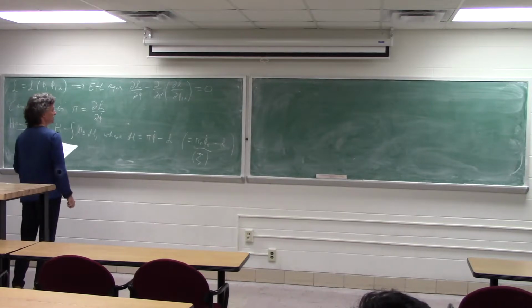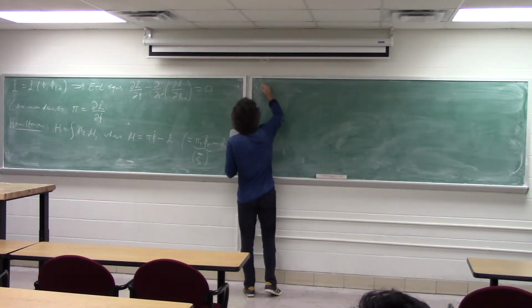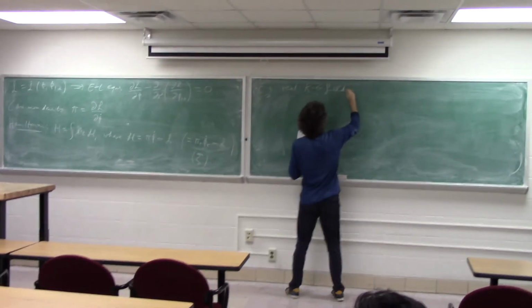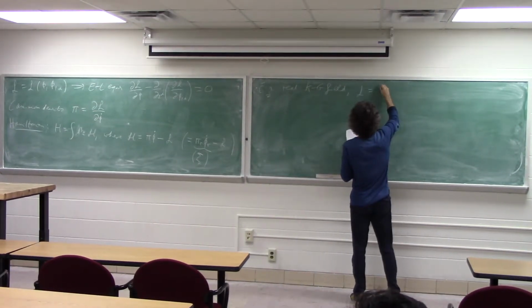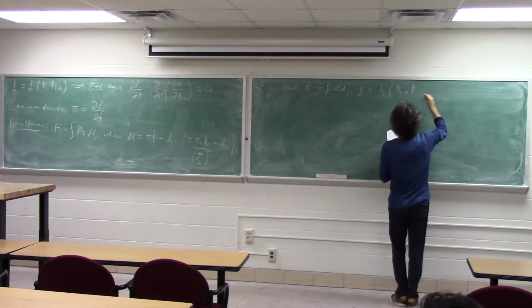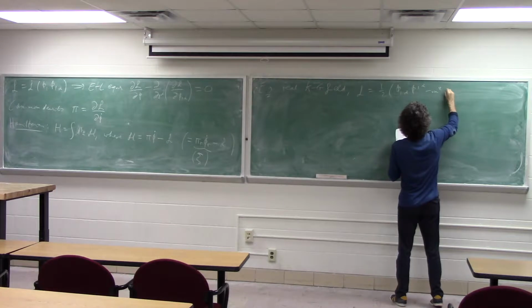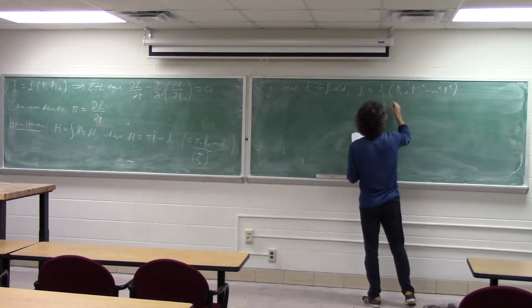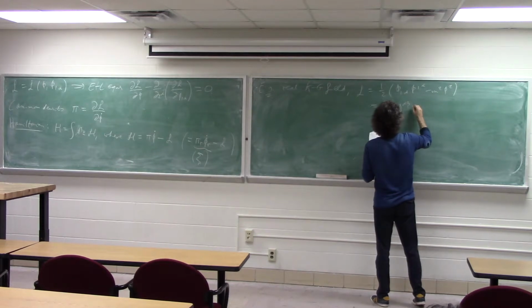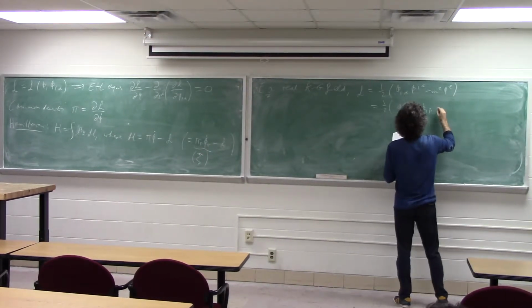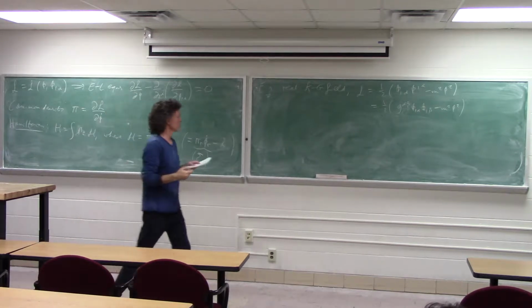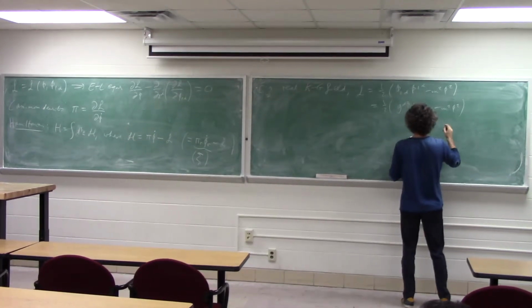So you should have seen the following example for the real Klein-Gordon field. The Lagrangian density is equal to a half, I'm going to write it like this, partial alpha phi partial alpha phi minus m squared phi squared, or if you like, you can write it as a half g alpha beta phi alpha phi beta. And you should be able to work out that this implies the Klein-Gordon equation.